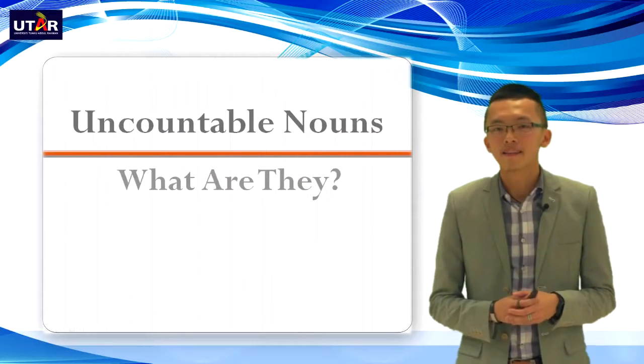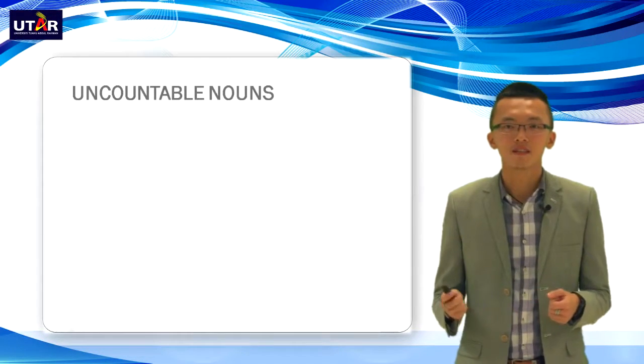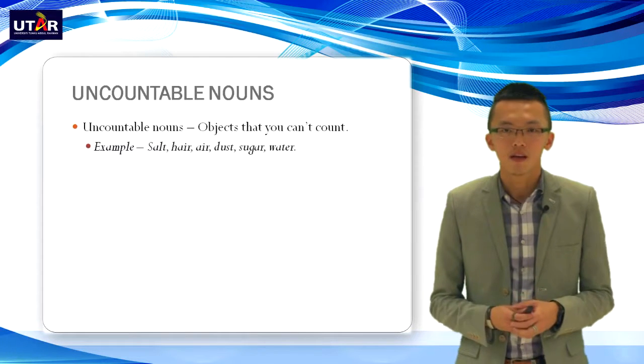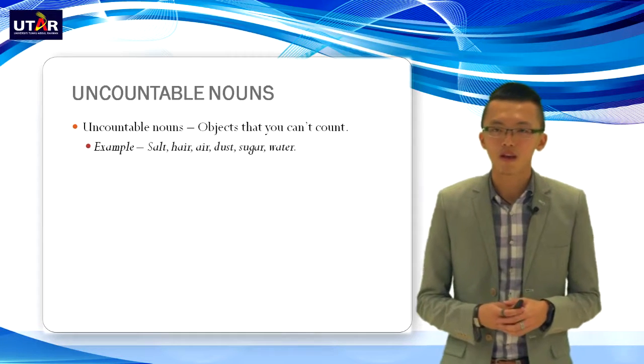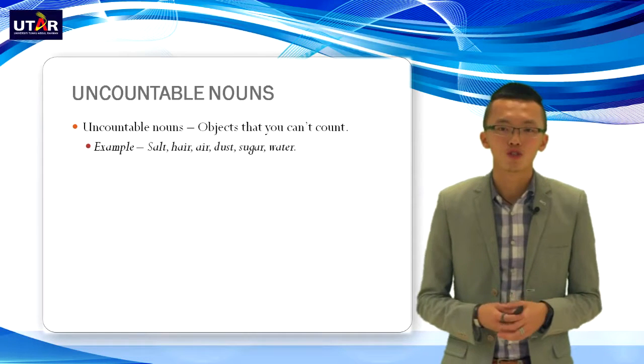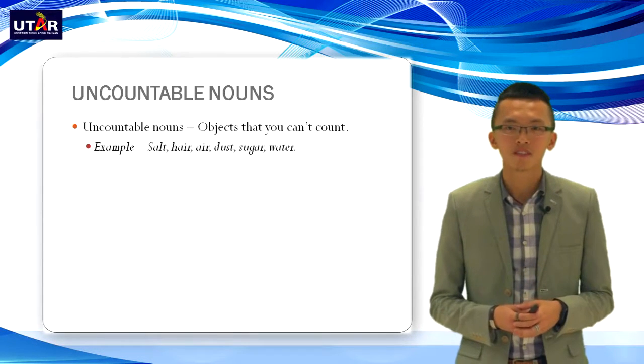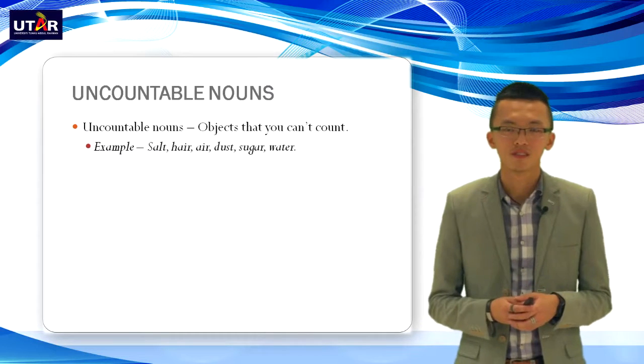Moving on, uncountable nouns are basically the opposite of countable nouns. Objects, things that you cannot count, such as salt, sugar, hair, water, are all uncountable nouns.